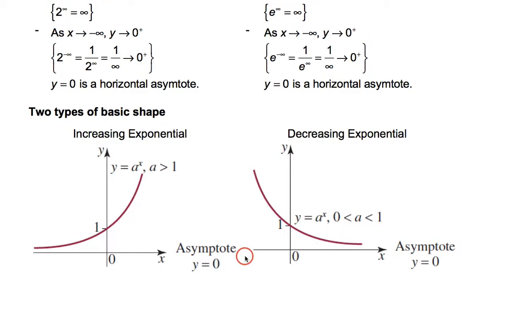We have two types of basic shape. We have an increasing exponential, where as x gets larger, the value of y gets larger. This will be the case when the base is greater than 1. We'll have a decreasing exponential if the base is between 0 and 1. So as x gets larger, the value of y gets smaller.